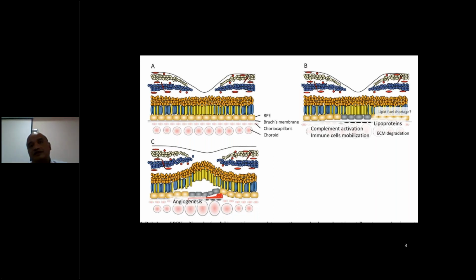Not all patients with dry AMD will go into wet AMD. A few percentage, 5 to 10% of patients, will go into wet AMD.